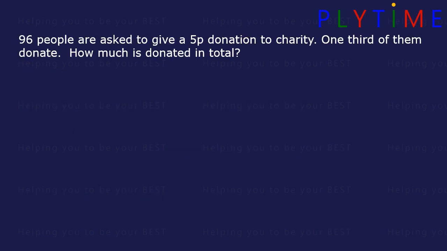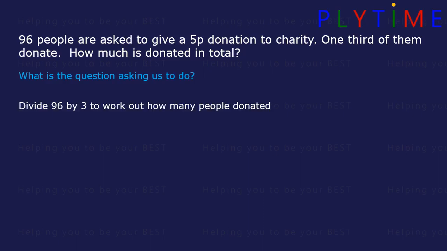96 people are asked to give a 5 pence donation to charity. 1/3 of them donate. How much is donated in total? What is the question asking us to do? Divide 96 by 3 to work out how many people donated. Just 1/3 of them donated. Then multiply that number of people by 5 pence.